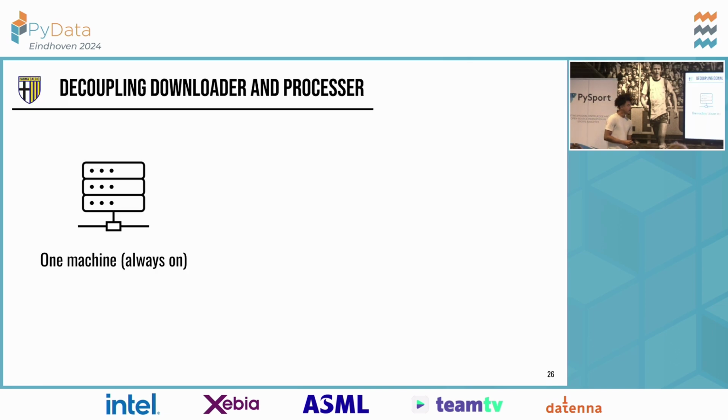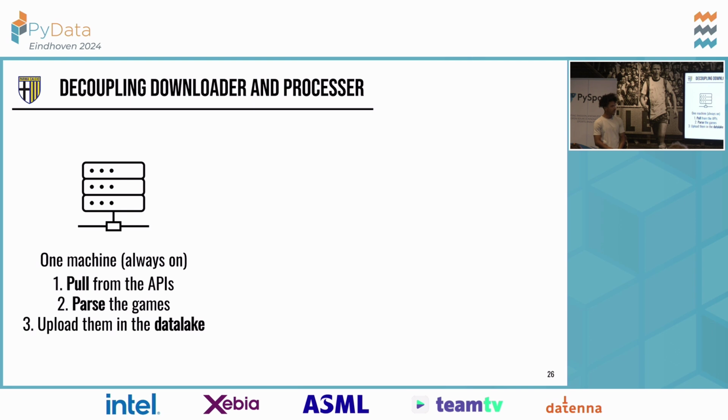So now we can dive into the solution, and the solution that we propose can also be used in other sports or in other industries where you have a lot of data stored in your database, and you also have a flow of data arriving daily. So we have one machine which is always on, and that pulls the different providers' APIs. It passes the games and uploads them in the data lake.